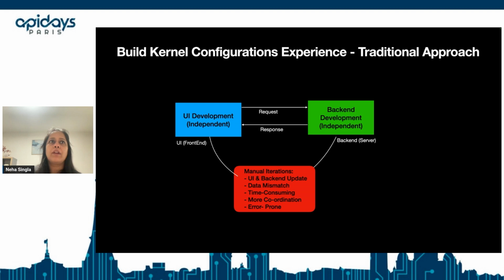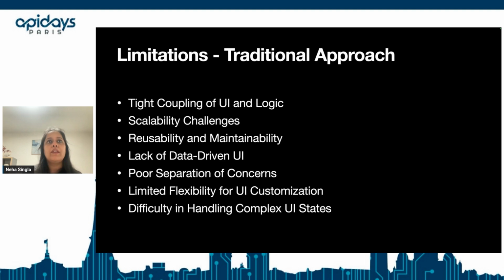Every time there is some mismatch in the data contract or the data handling or validation or testing, it needs much closer coordination between both of these. Now let's see what the limitations are, as we have seen in the previous slide. There's a tight coupling of the UI and the logic, because the UI needs to be aware of a lot of things which the backend does.